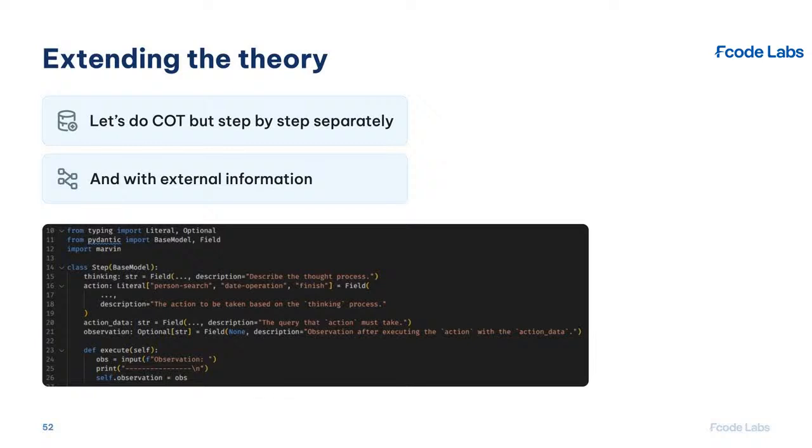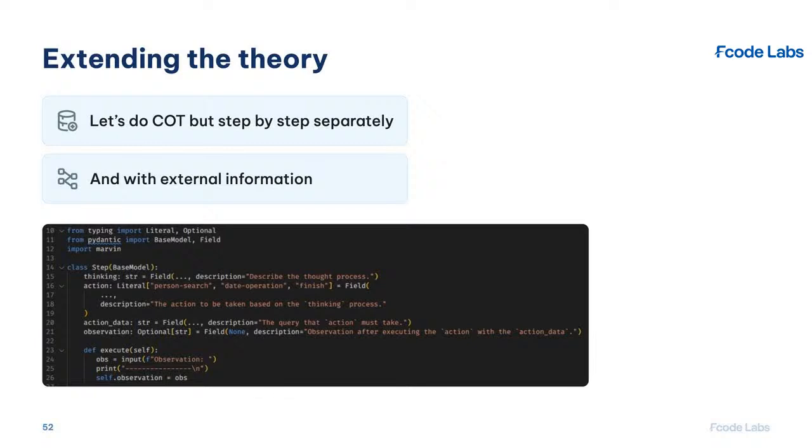Now we need to represent each step in our data model. For that, we are using this Python model. It has a thinking parameter where we store the thinking process of the LLM at this stage of generating this step. And we have an action field where it can have three actions: a person search action, a direct operation action, or a finish action that will terminate this thinking process.